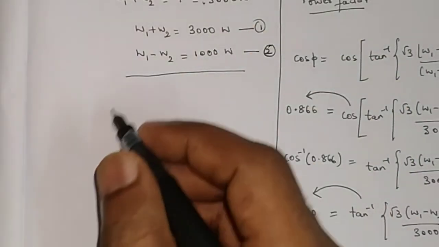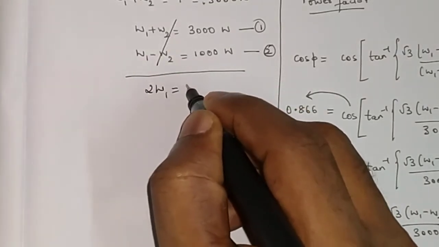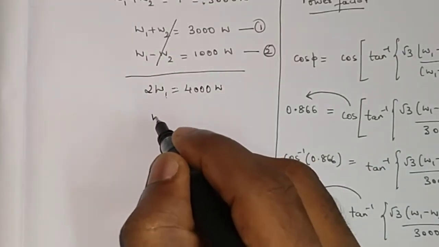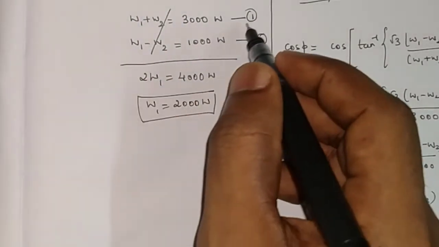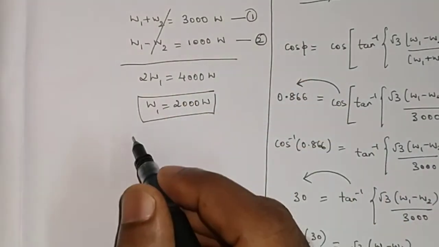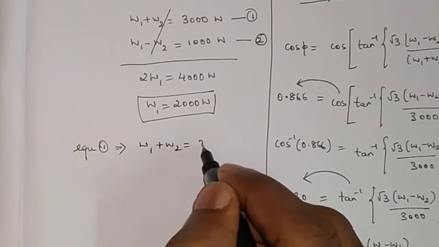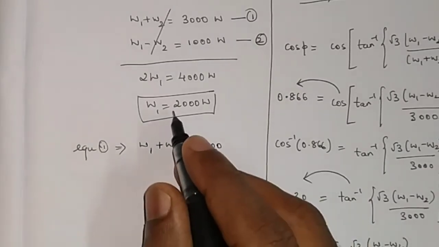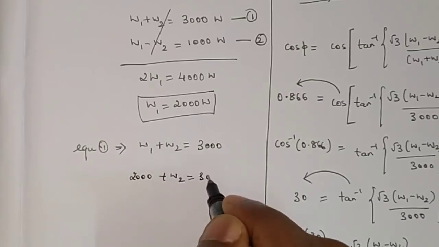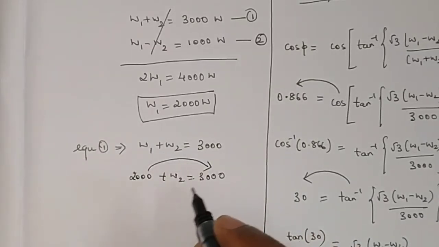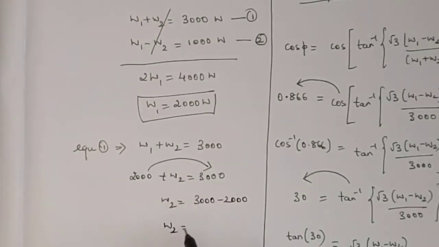Now I'll simplify. When I add these two equations, W2 gets cancelled and you get 2 times W1 equal to 4000 watt. So W1 is 2000 watt. Take either equation 1 or 2; I will take equation number 1. From equation number 1, W1 plus W2 is equal to 3000. W1 is 2000, so 2000 plus W2 is equal to 3000. I take 2000 to the right side, so W2 is equal to 3000 minus 2000, which is 1000.